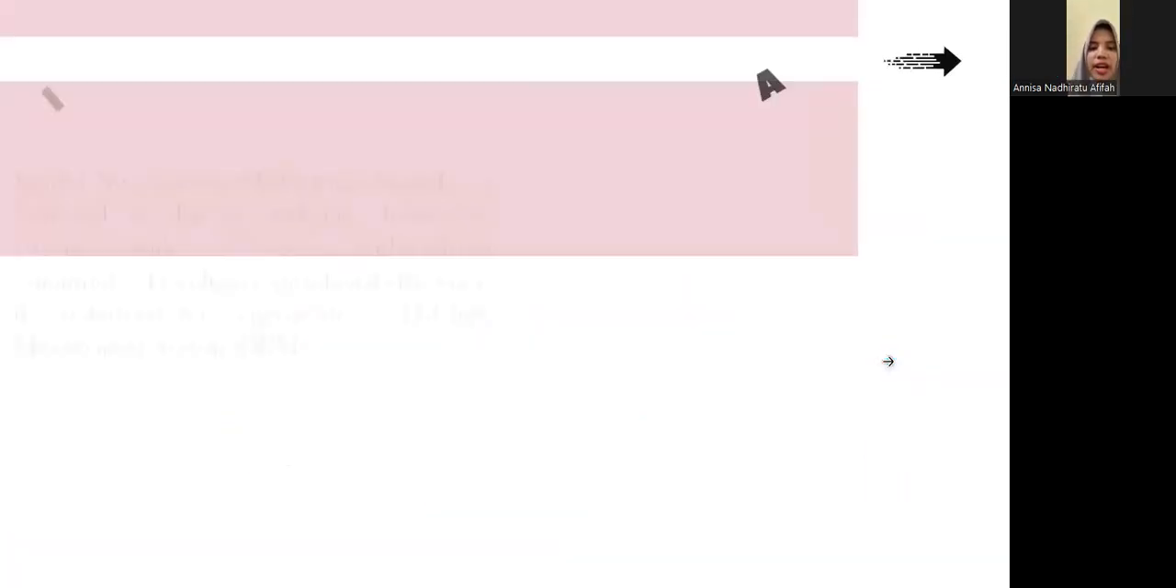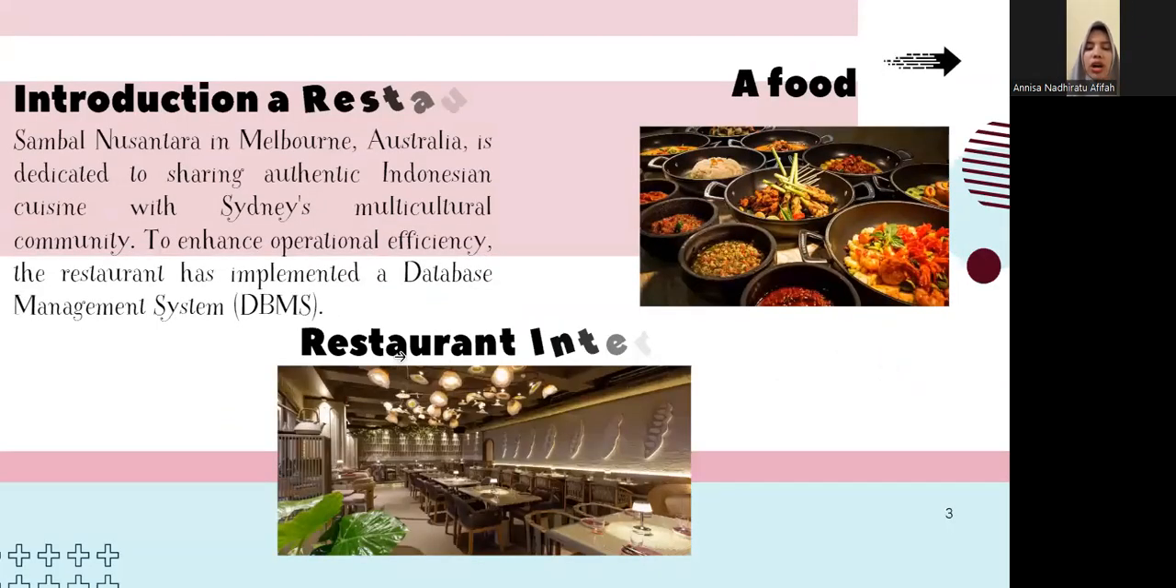Okay, let's start with the introduction to our restaurant. Sambal Nusantara, our chosen restaurant, is located in Melbourne, Australia, characterized by quality, authentic Indonesian food, catering to a multicultural community. To improve operational efficiency, this restaurant has implemented a database management system to process its data.